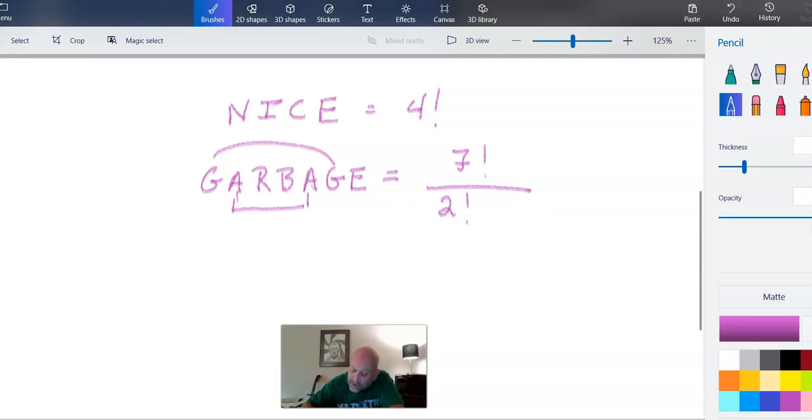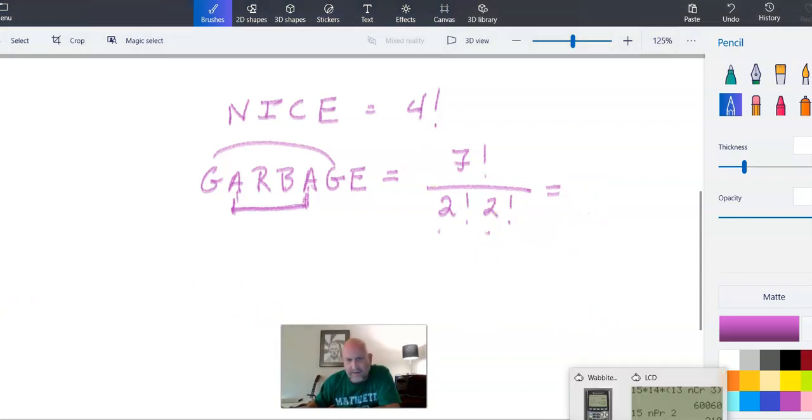Then we also need to note that there's no distinction if I swap the A's. Well, there's 2 A's. So that means I divide out by 2 factorial again. So once for the G's, once for the A's, and then what I get is the number of ways I can rearrange whatever's left. So if I go ahead and do that, 7 factorial over 2 factorial times 2 factorial, let's see here. Let's go ahead and pull up the calculator.